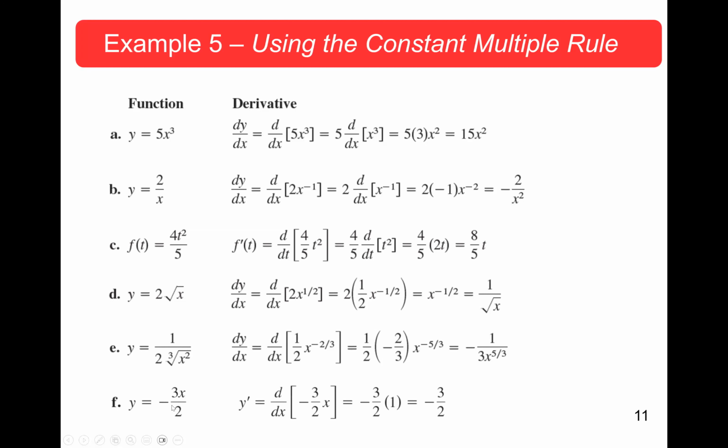Next example, we have y equal to negative 3x over 2. So our constant value here will be negative 3/2. We find the derivative of x. The derivative of x always gives us 1. Why? Because it will be 1 times x to the power 1 minus 1, which gives us x to the power 0. Now, any value raised to the power 0 is always 1, so the answer will be 1 times negative 3/2, which gives us negative 3/2.